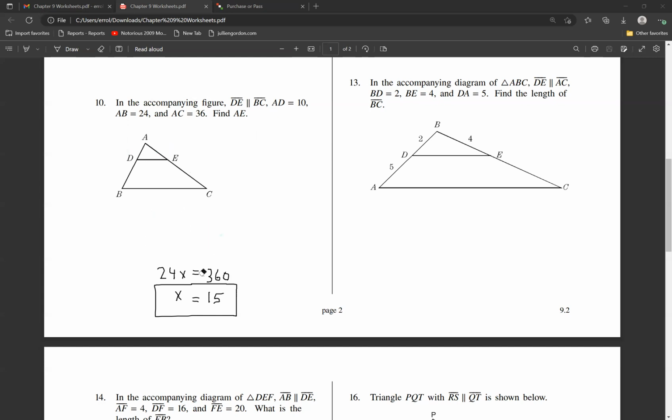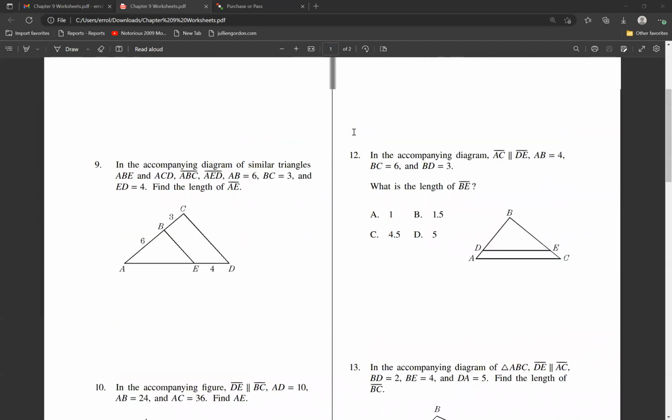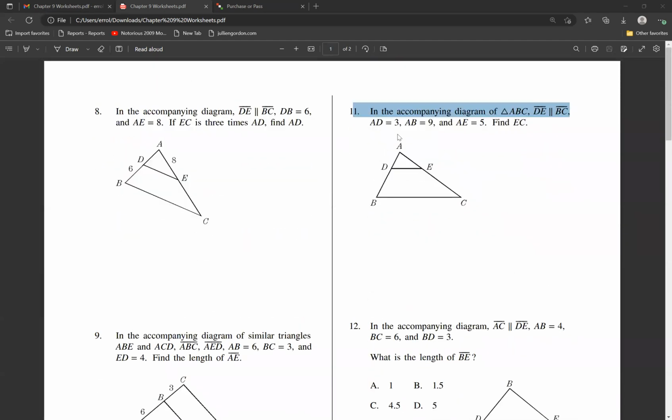10. All right. 11. Where's 11? Okay, 11. All right. Tell me what the ratio is.